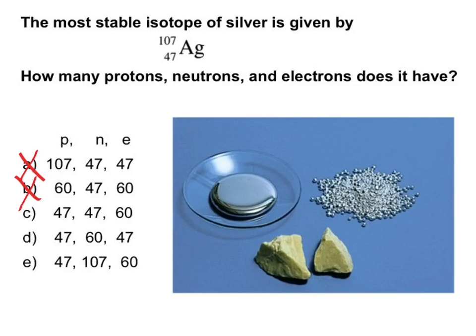So we've got protons. How many neutrons do we have? 107 minus 47 is 60. So C and E. So it's D.